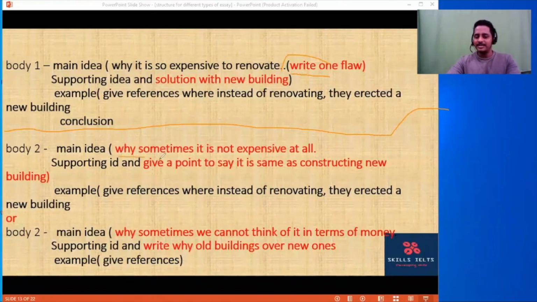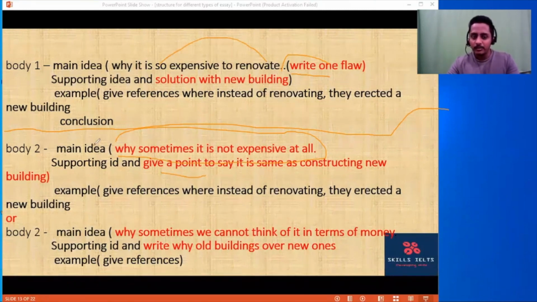Main idea: why sometimes it is not at all expensive. It is not at all expensive, and give a point to say it is similar to constructing a new building, because you disagree partially or agree partially. Getting it? It's actually one of the things you take. It is so expensive to renovate. On the other hand, the same feature can be done using a new building you construct, at less money.